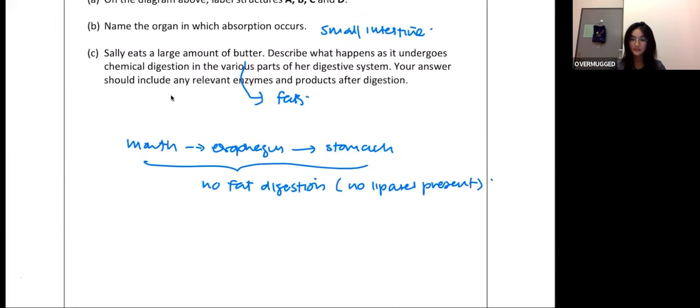So that's the first part of your answer. You have to tell me that the butter goes through the mouth, the esophagus, the stomach, but no fat digestion because no lipases are present to digest it. Then it enters the small intestine, which is the site of fat digestion.